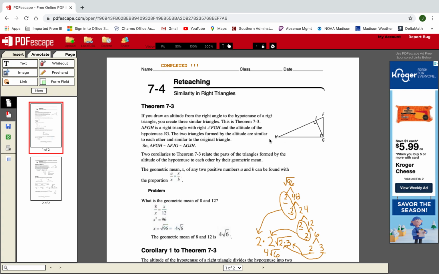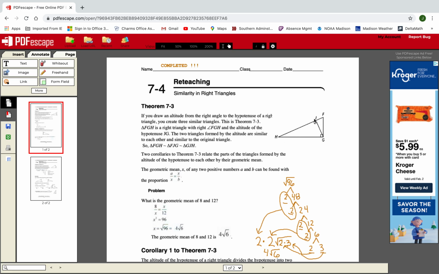Triangle FGH is a right triangle with right angle FGH, or angle G, and the altitude of the hypotenuse is JG, right here. Remember, an altitude goes from a vertex to a right angle. So from vertex G to J. The two triangles formed by the altitude are similar to each other and similar to the original triangle. So triangle FGH, and I'm looking at this statement right here. Triangle FGH is similar to triangle FJG, which is similar to triangle GJH.